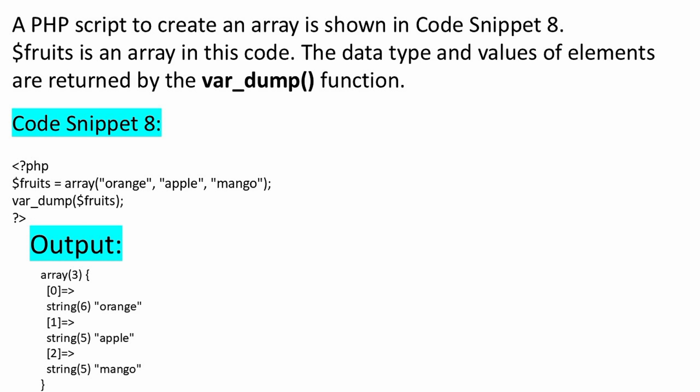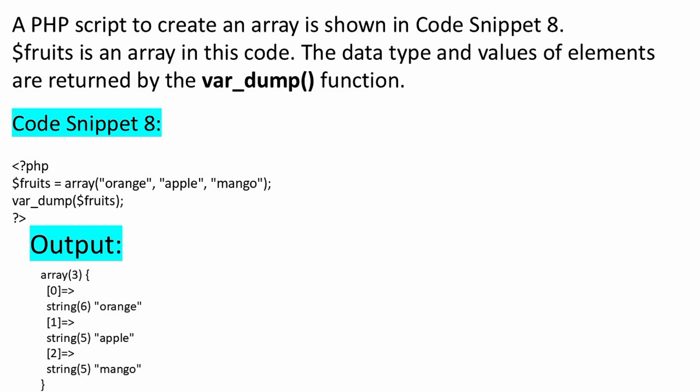Each item in the array automatically gets an index number. PHP starts counting from 0, so orange is at index 0, apple is at index 1, and mango is at index 2. These index numbers help you access any value later using fruits.